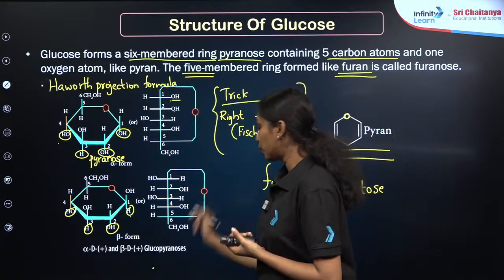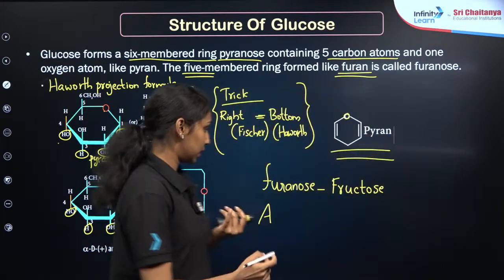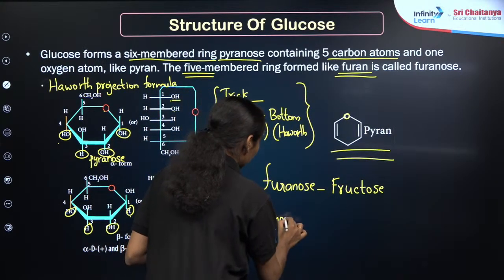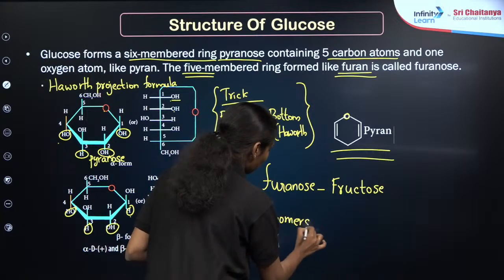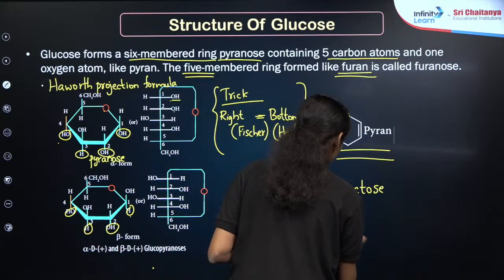Then one more thing you have to note about the anomers, right? Anomers are the type of isomers present in the case of glucose, which have a different configuration at the first carbon atom, that is alpha and beta glucose.